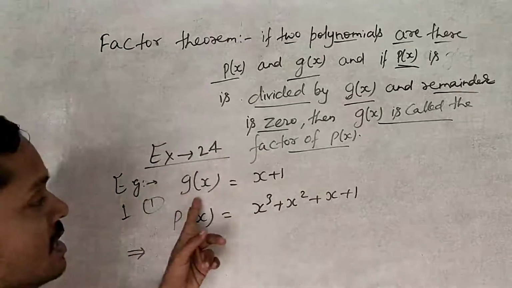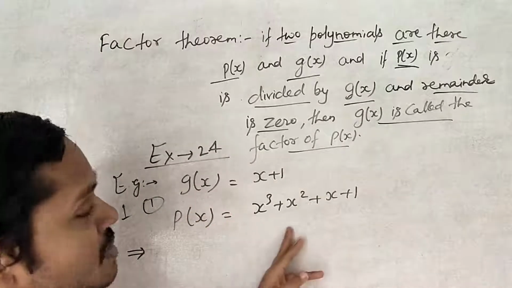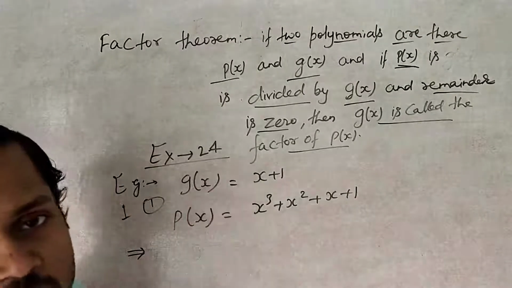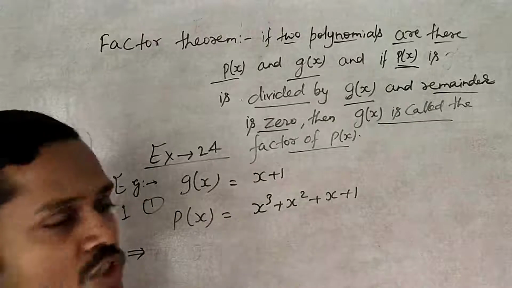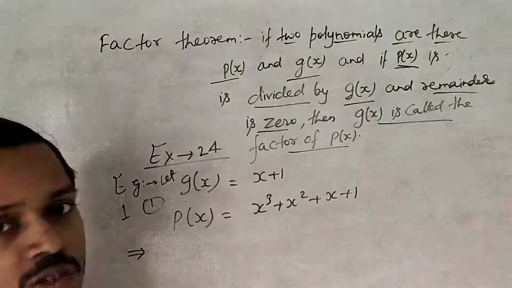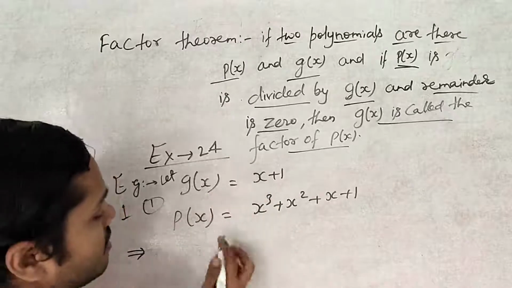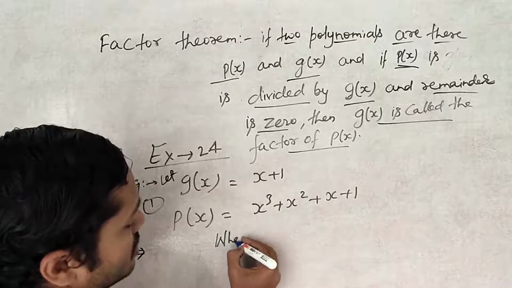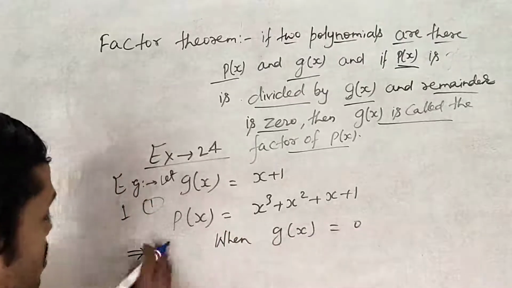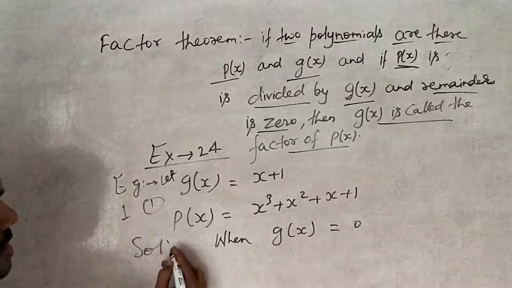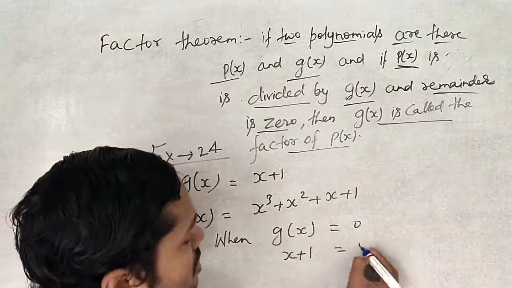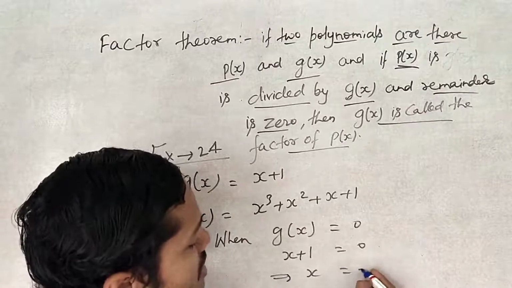Look at there, this polynomial is divided by this one, but the names are not given. This is called px, this is called gx. We are assuming, let us consider gx is equal to this one and px is equal to this one. We will have to write here when gx is equal to 0. I am starting the process. This is called the solution. When gx is equal to 0, x plus 1 is equal to 0, x is equal to minus 1.